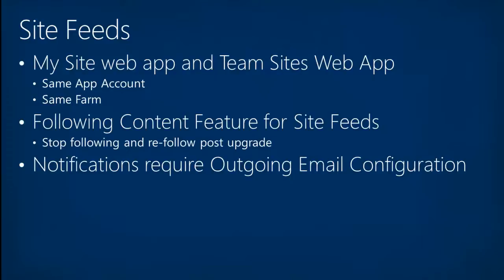Anytime that you're following content, using that following content feature for site feeds, or when you first upgrade and want to start that process, you'll notice that the sites by default don't actually have that on. So you have to turn on the following content feature to get site feeds for the specific team sites you upgraded. And in that case, there's one extra step. You've got to stop following and then refollow after the upgrade. It's one of those things that I threw in there as a note because it's kind of tough to track down why that didn't happen right off the bat post-upgrade.